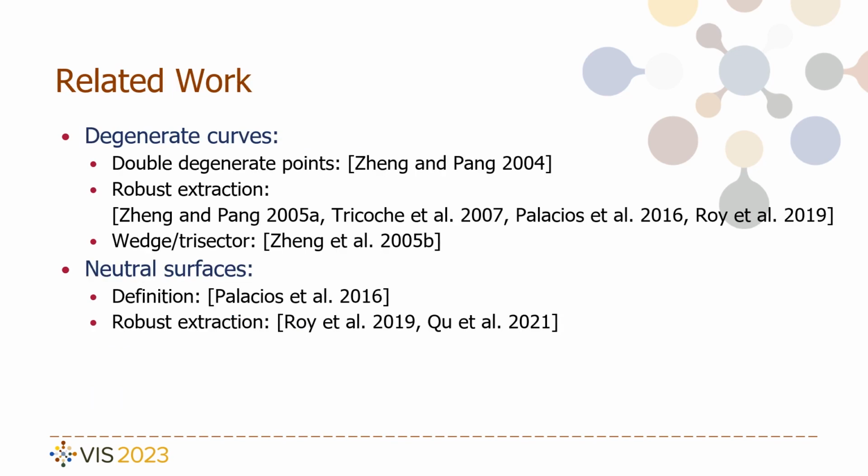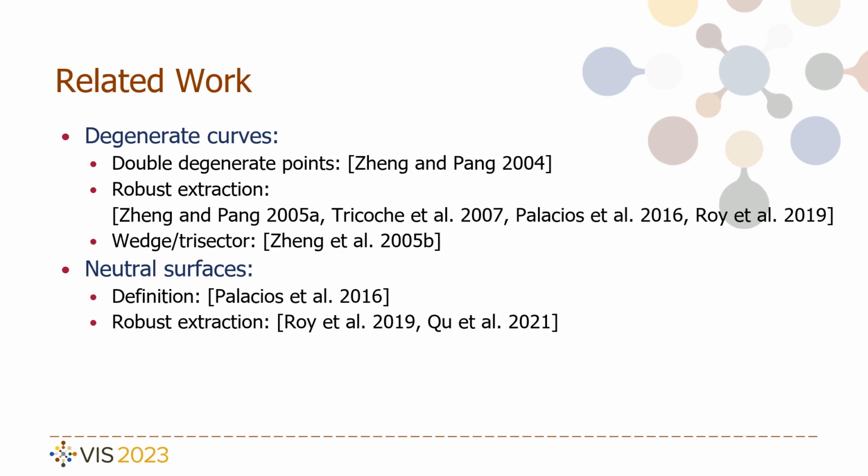There has been much work in the topological analysis of 3D symmetric tensor fields. Zhang and Peng were the first to point out that triple degenerate points are structurally unstable features. Instead, double degenerate points are structurally stable and form curves, i.e., degenerate curves. There have been several teams of researchers working on robust extraction of degenerate curves, including our own. In addition, Zhang et al. introduced the wedge trisector classification of degenerate curves.